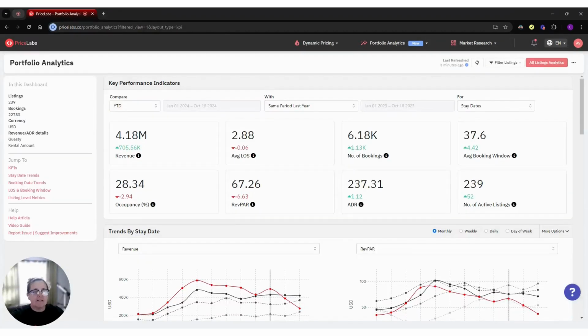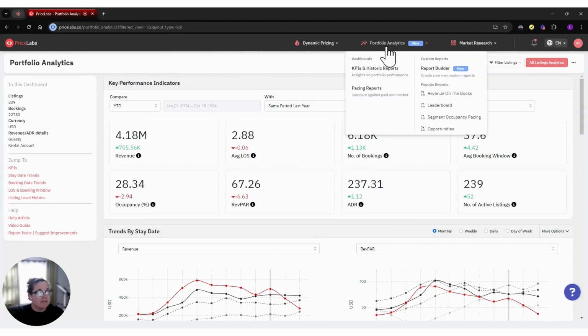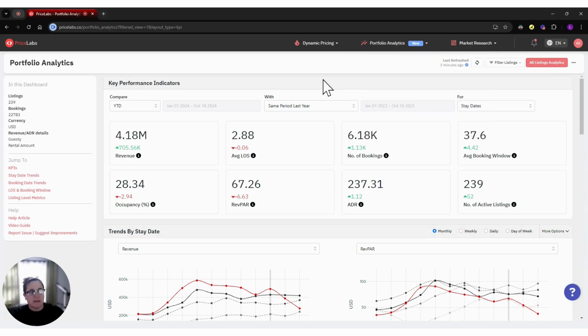Finally, we are going to talk about portfolio analytics, and specifically the KPI section in portfolio analytics. To get to this page, you'll want to click the portfolio analytics banner at the top and then hit KPIs and historic reports, which will take you to this page.